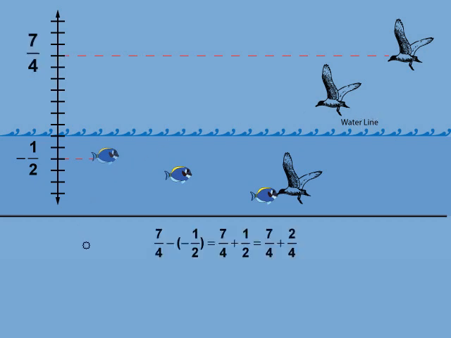The distance between the bird and the fish is shown here. The subtraction changes to addition. We find a common denominator of 4. The difference is 9 fourths. Written as a mixed number, we get 2 1/4. Let's look at another example.